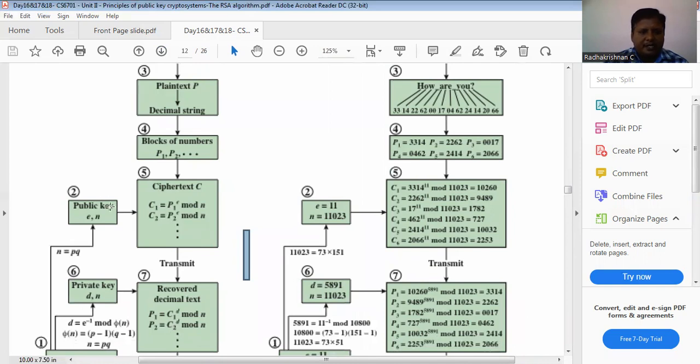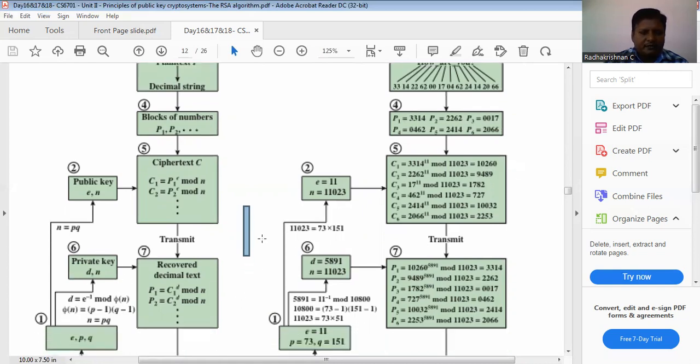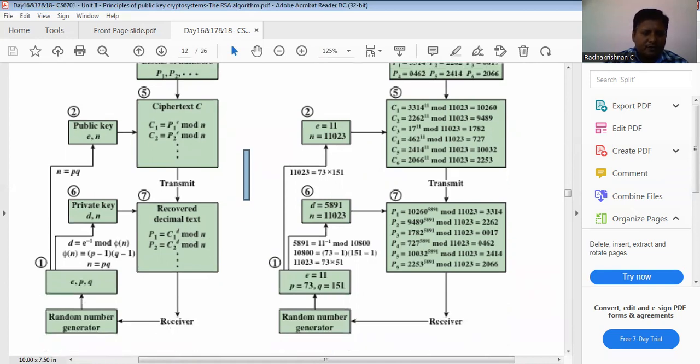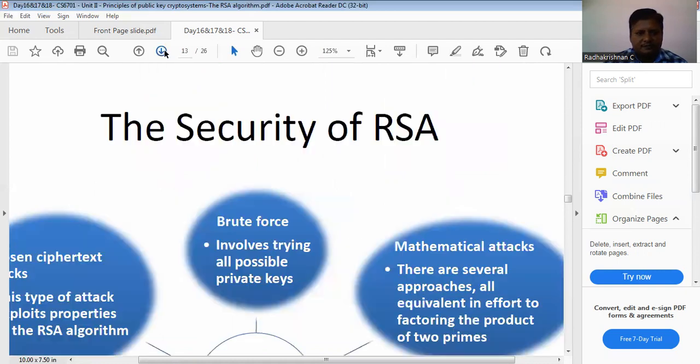The original message and the public key will be implemented. From the public key (E, N), the ciphertext will be calculated. From the ciphertext, the private key will be used, and from the private key the recovered plain decimal text will be calculated. Finally, it is generated for the receiver. So this is our process.